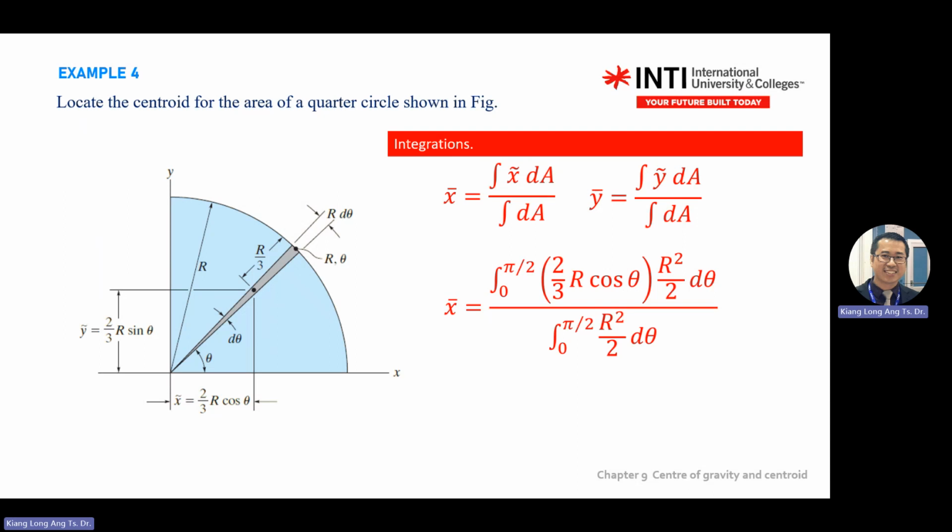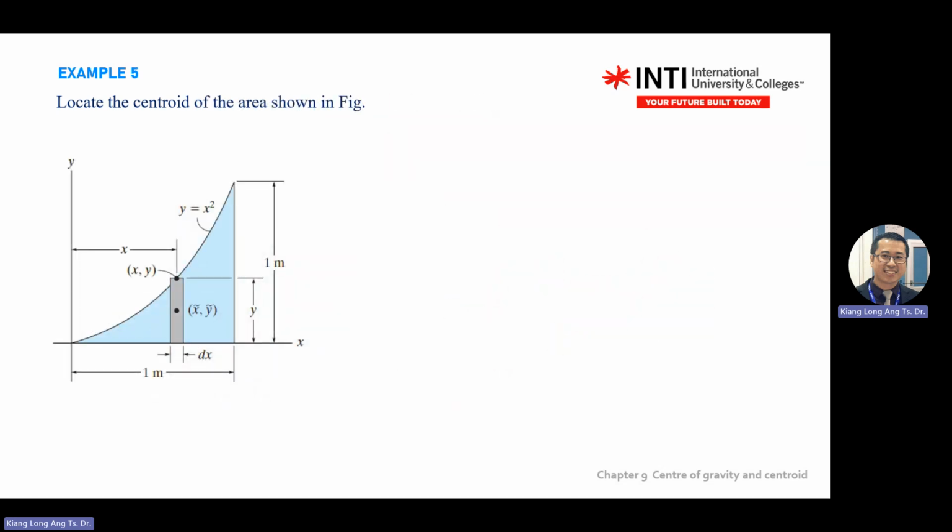Okay. Then for the rest you do integration. Pull out all the constant values. 2/3, the 2 you pull out. R you also can pull out. Then you integrate R cos d theta. All right. Okay. You get x bar equal to something. Y also same. Oh, sorry. This should be a typo error. It's not x bar. It should be y bar.